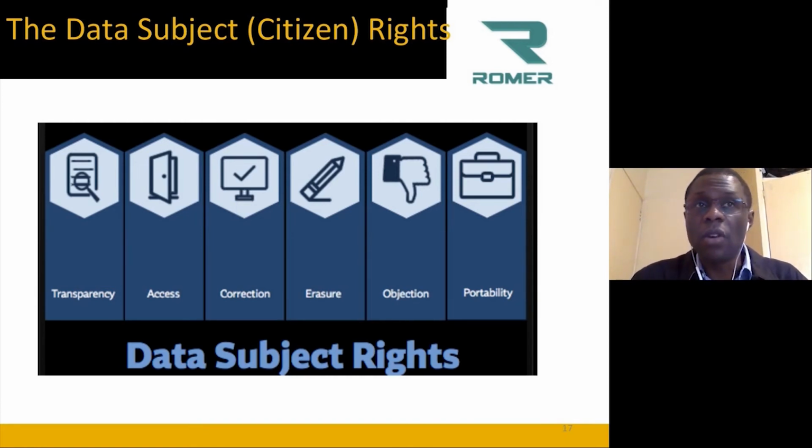I have a right to erasure. If I'm leaving your company, I have a right to say, hey, get rid of my information. And you have a duty to do that task. I have a right to object to certain types of processing. So I may say I'm not leaving your company, but at the same time, I should negotiate how you use my data. I have a right to do that.